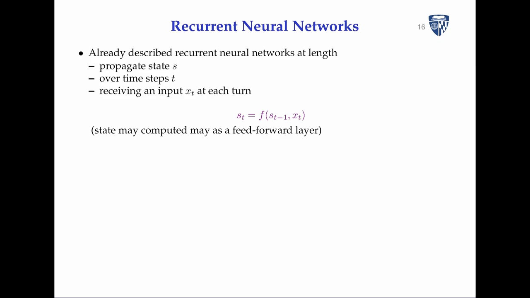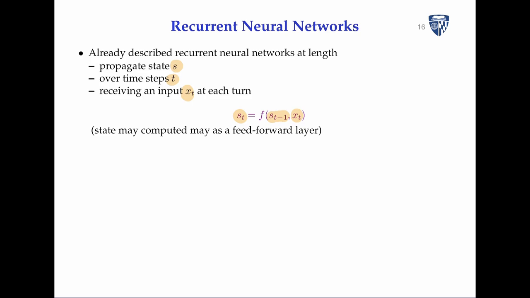The idea is that we have a state that we propagate over a number of time steps t, where the time steps correspond to a number of input words, so we process at each time step another input word. We receive an input word at each turn, and then we carry out the following operations: we take the previous state from the previous time step and we consume the current input and apply some kind of function here, which might be a feed-forward layer plus activation function, to produce the next state.